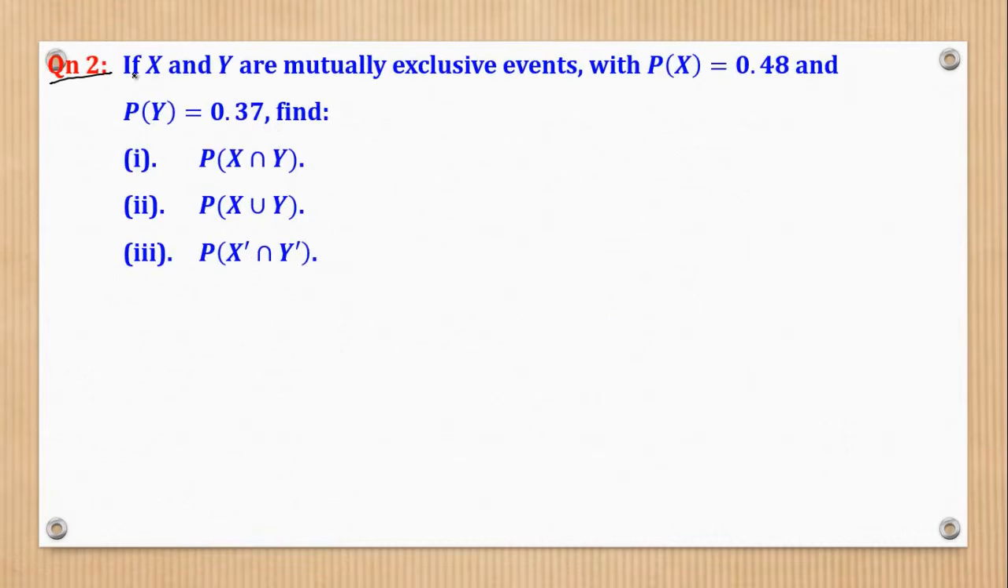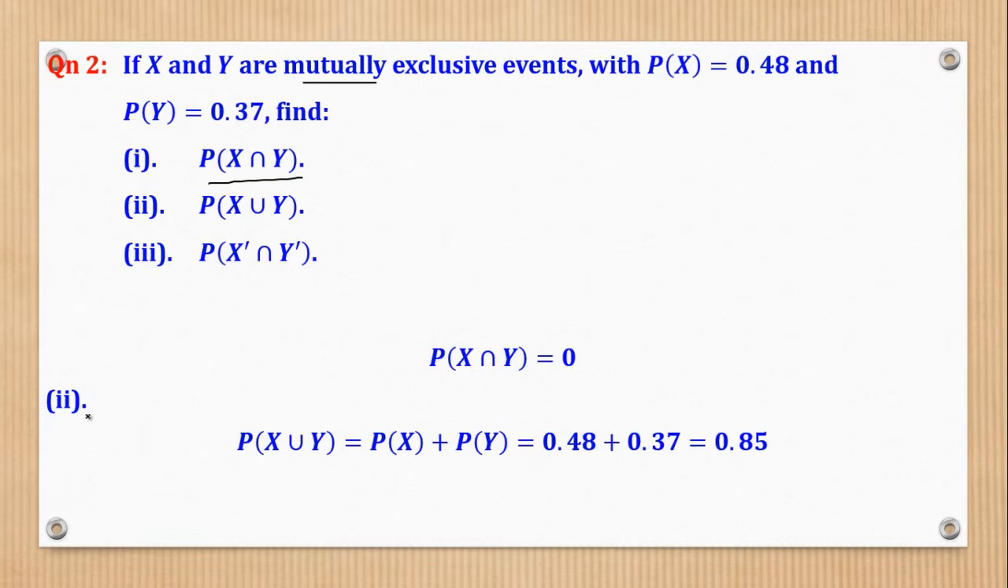Then question 2 says, if X and Y are mutually exclusive events with probability of X equal to 0.48 and probability of Y equal to 0.37, find Roman 1 probability of X intersection Y, Roman 2 X union Y, and Roman 3 X complement intersection Y complement. So number 1, because they are mutually exclusive, you must remember that it is equal to 0. Then for Roman 2, union, you should remember that the intersection is 0, so what remains is just probability of X plus probability of Y, which gives you 0.85.